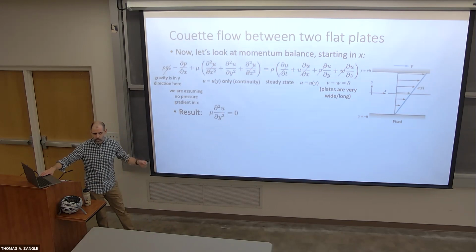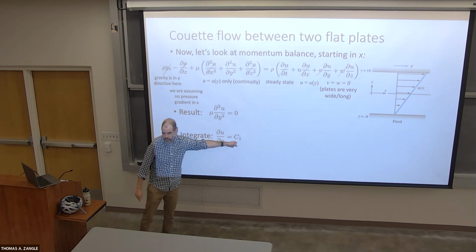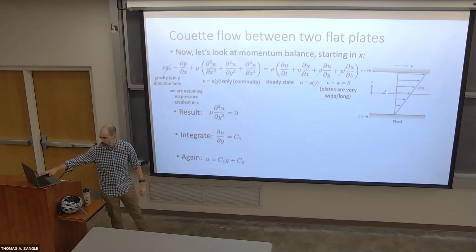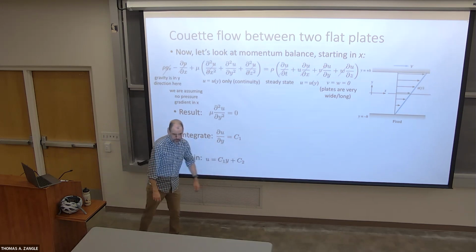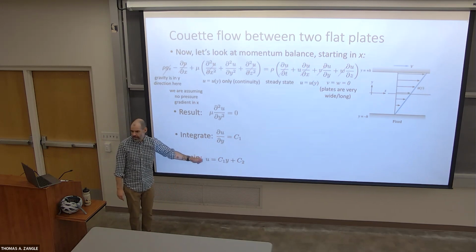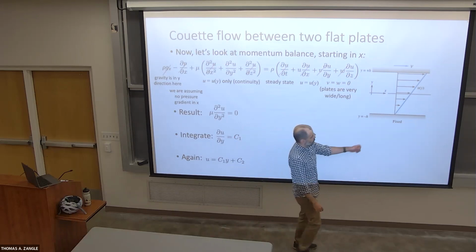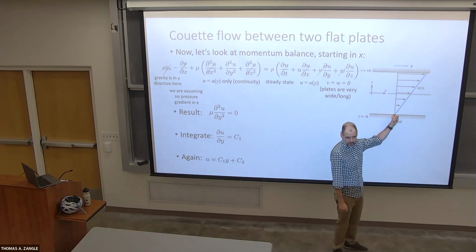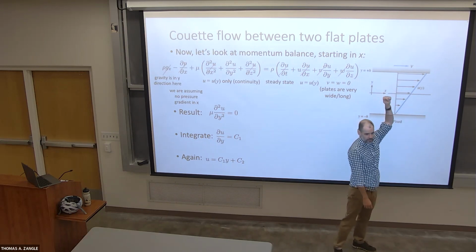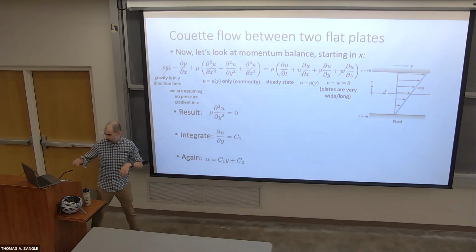So we can now integrate this. First we get du dy is equal to some constant c1, and u is equal to c1 y plus c2 after we integrate a second time. Now, how do we find c1 and c2? Boundary conditions. This is when we need those boundary conditions to apply. Our boundary conditions are no slip: the bottom plate is not moving, so its velocity is 0, and the velocity in the x direction is equal to that capital V at the upper plate.